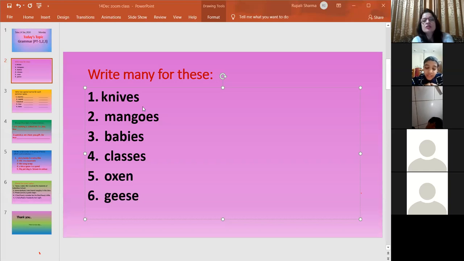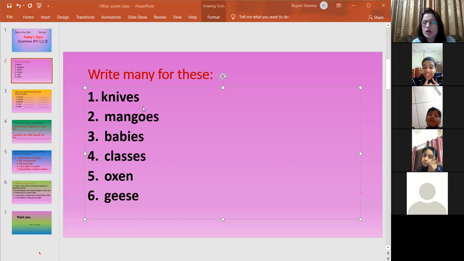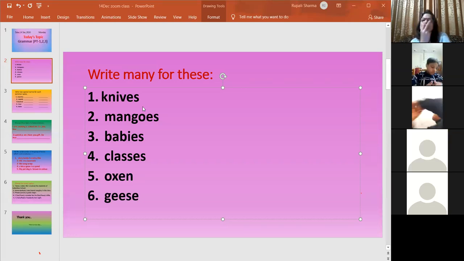So the name of any person, animal, thing, or place, that is called a noun. The naming words. In class 2, aapke do type ke naming words hain. Can you tell me what those two types are? In class 2, you will learn two types. Special name and common name. Very nice. Please write it. That's why I tell you people to write in the chat box. Yes, common name and special name.